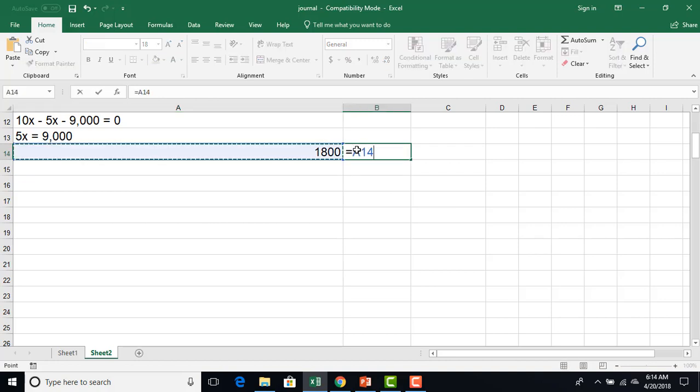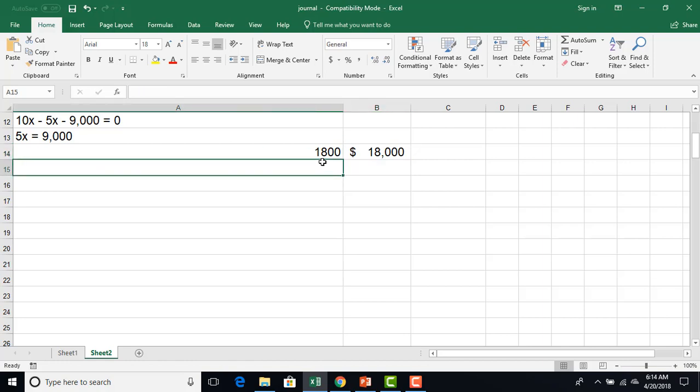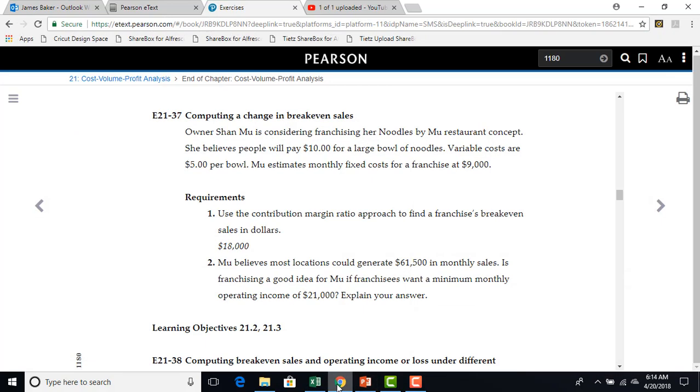It wants it in dollars, so I just take that 1,800 and I multiply it by 10. That gives me $18,000 as my break-even point in sales dollars. All right, so that's my answer for letter A. Check figure's good. I get to that same $18,000 that it gave me in the book. All right, number 2 here.